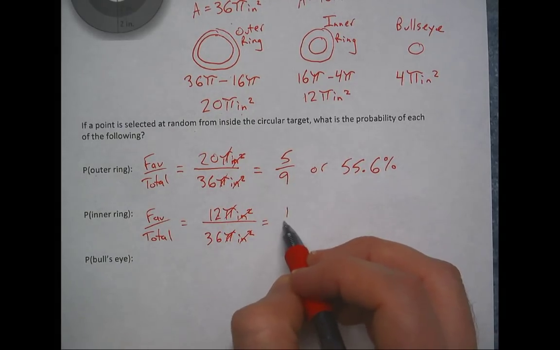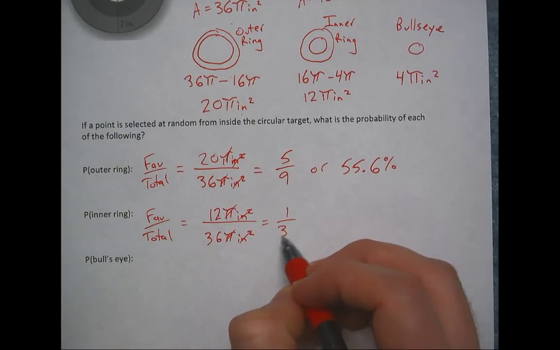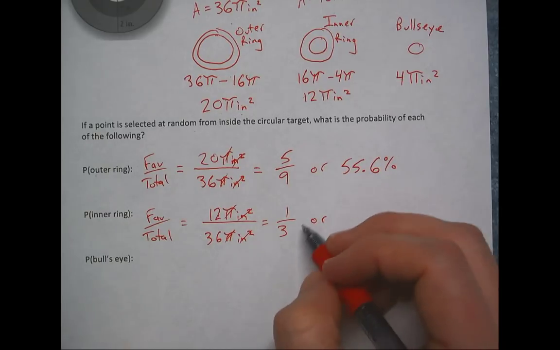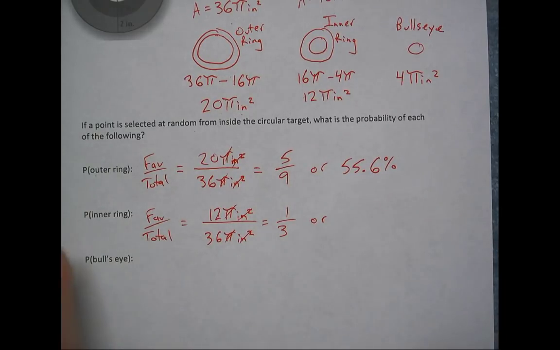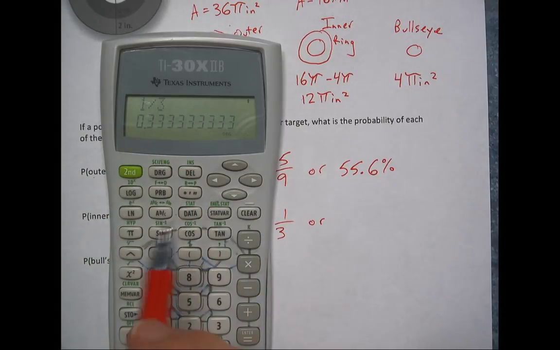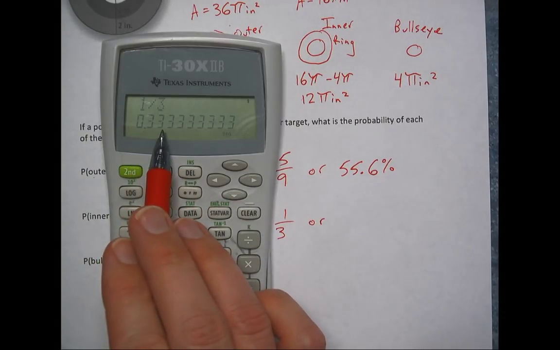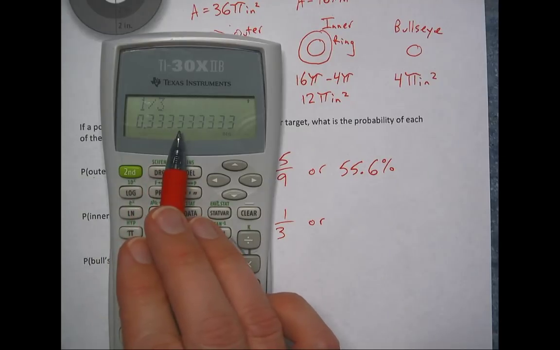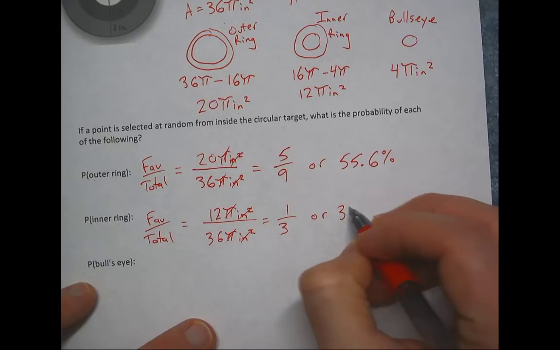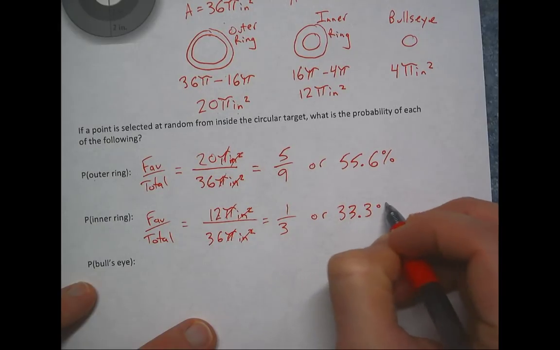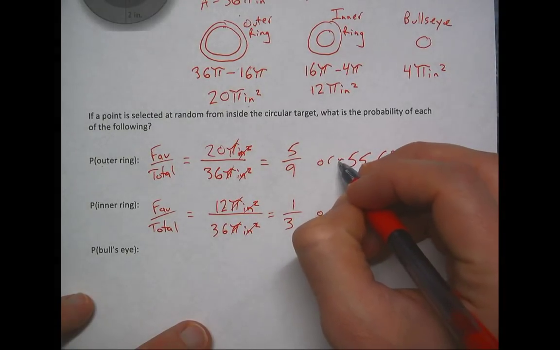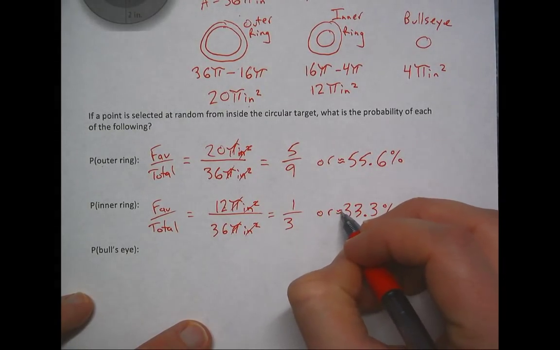You can divide those by 12. 12 goes into 12 once. 12 goes into 36 3 times. So it's 1/3. Or we know what this looks like. 1 divided by 3 is 0.3 repeated. So what percent is that? Move it 2 spots. It's 33.3. No rounding up because all these numbers are 3s. So we would call this 33.3%. Now remember, these are approximate because we did do some rounding.